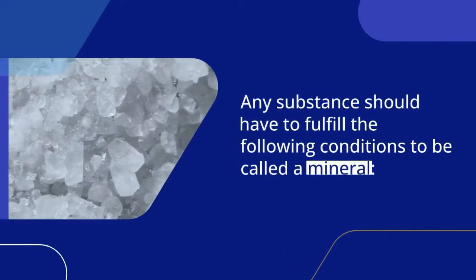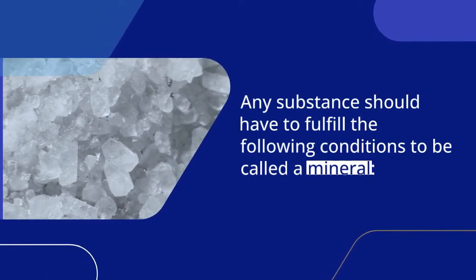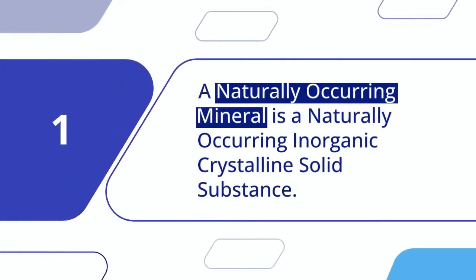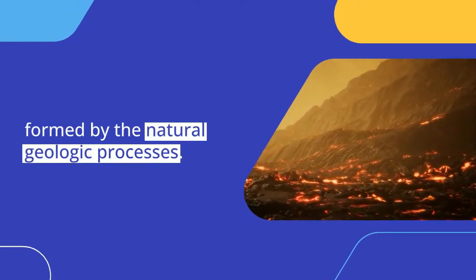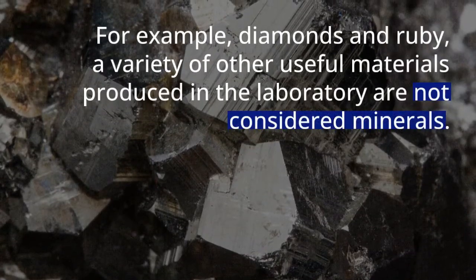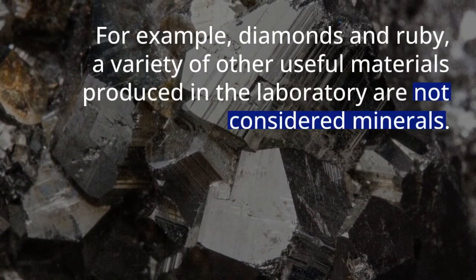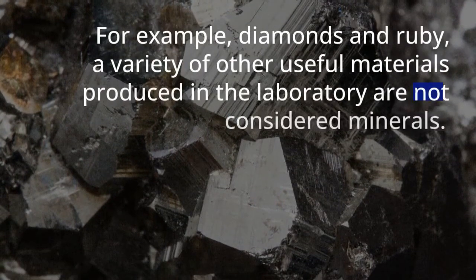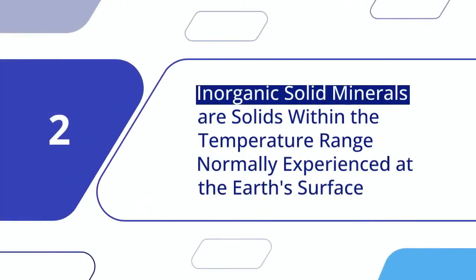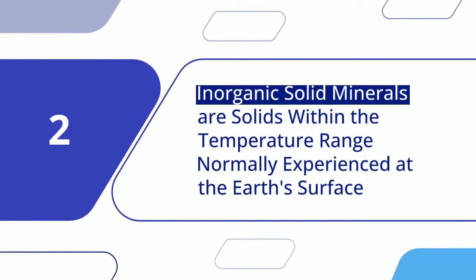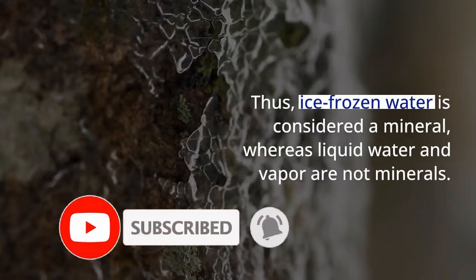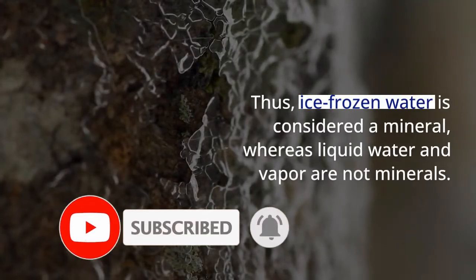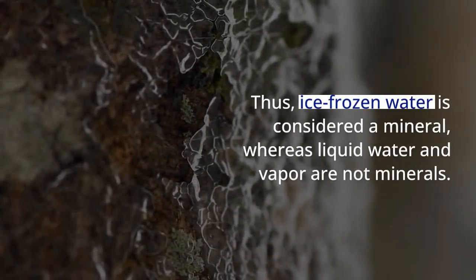Any substance has to fulfill the following conditions to be called a mineral. 1. Naturally occurring: a mineral is a naturally occurring inorganic crystalline solid substance, formed by natural geologic processes. For example, diamonds and rubies, and a variety of other useful materials produced in the laboratory, are not considered minerals. 2. Inorganic solid: minerals are solids within the temperature range normally experienced at the Earth's surface. Thus, ice, frozen water, is considered a mineral, whereas liquid water and vapor are not minerals.